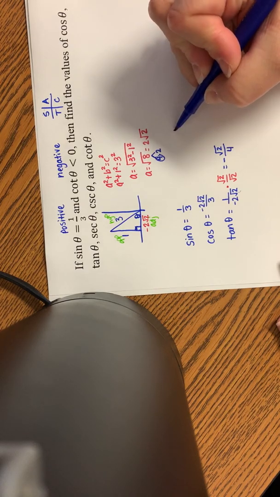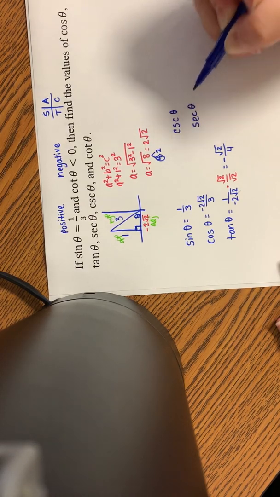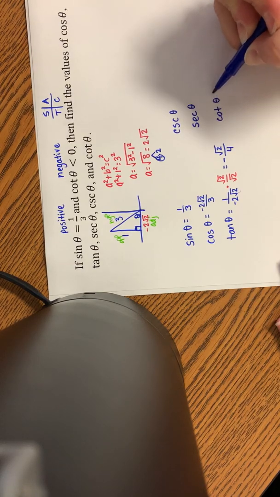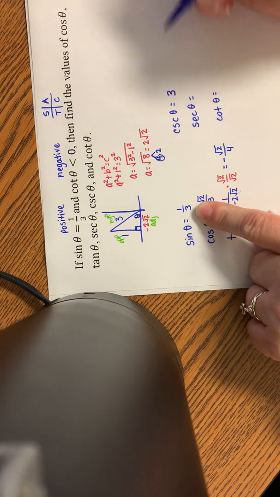We still need to look at what cosecant of theta is, what secant of theta is, and what cotangent of theta is. So cosecant would just be 3 over 1. Let's just call that 3.